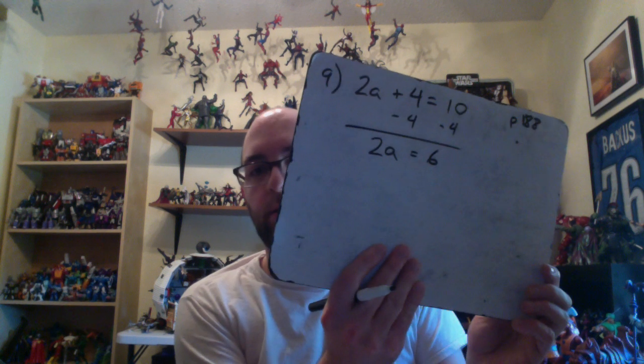Now remember, we got to work the problem backwards in order to find what a equals, right? And so order of operations is also in reverse. Right? So we're going to do the addition and subtraction first, and we're going to do the opposite. So the opposite of plus 4 is minus 4. Okay, so that leaves us with 2a equals 6. Okay, and then to get rid of the times 2, we divide by 2. That leaves us with a equals 3.